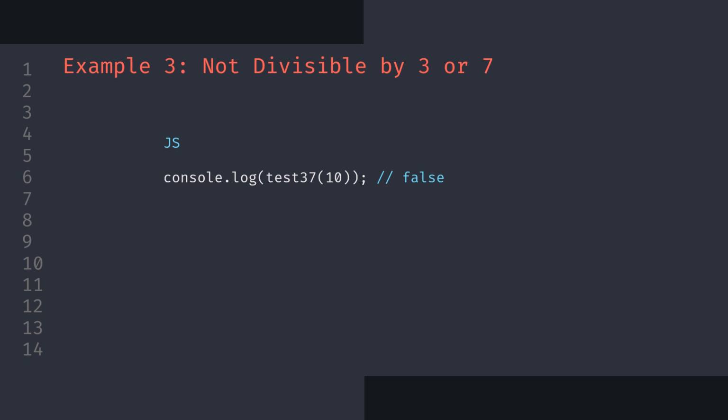In this case, 10 is not divisible by either 3 or 7, so the function returns false. Similarly, 11 is not divisible by 3 or 7, so the function also returns false.